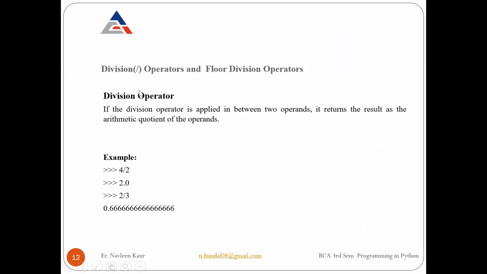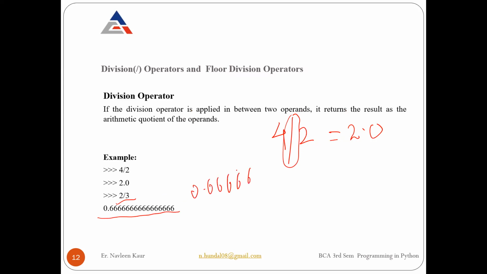Then there is the division operator. What is the purpose of the division operator? You have 4, you divide it by 2. This is your division. It will divide it and give you the quotient, which is 2.0. 4 divided by 2, you will get 2. If it is 2 divided by 3, it is not completely divisible, so you will see some values in the decimal. So this is the division operator.